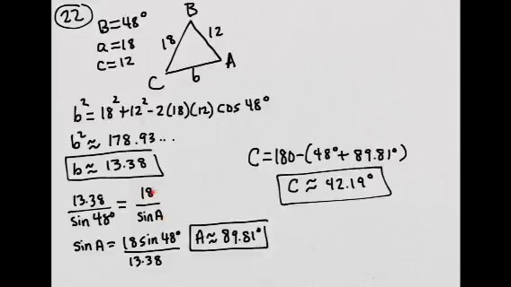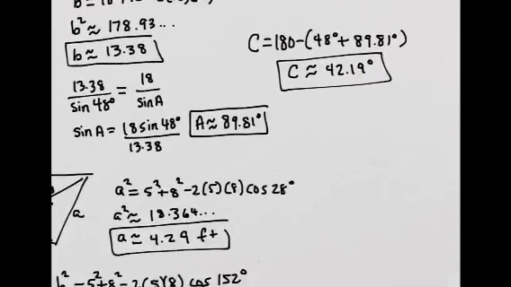Cross multiply and divide by 13.38 so that you get this ratio. Then you inverse sine of this ratio to get the angle. To get the third angle, same as before, add the given angle with the one you just found, subtract from 180, and you get the third angle, angle C.